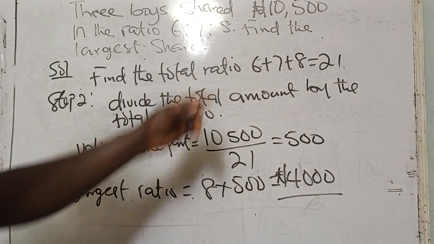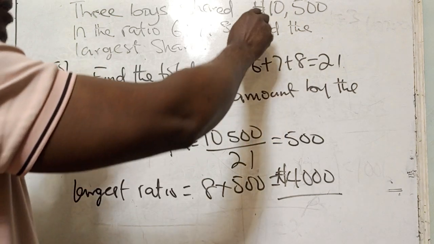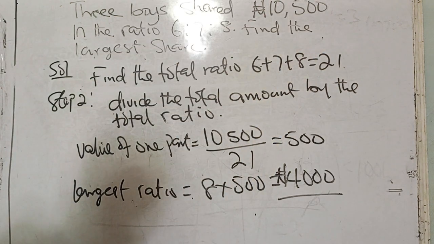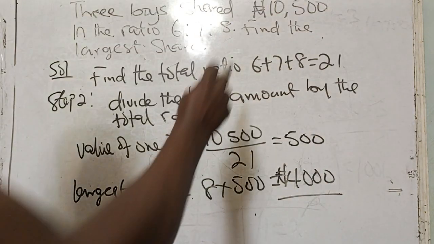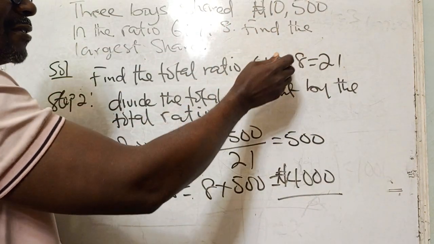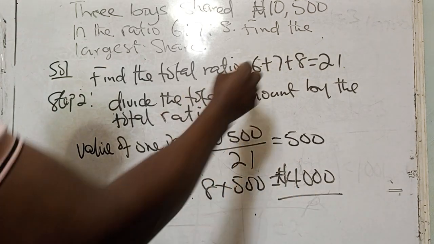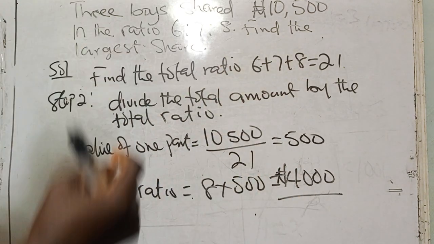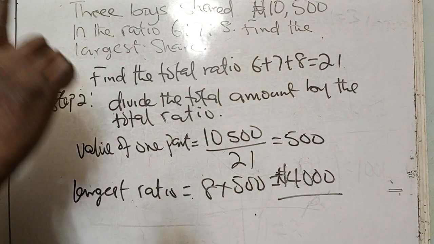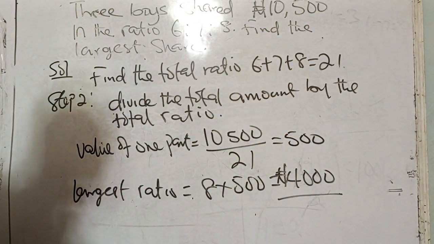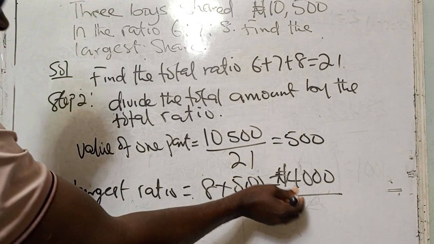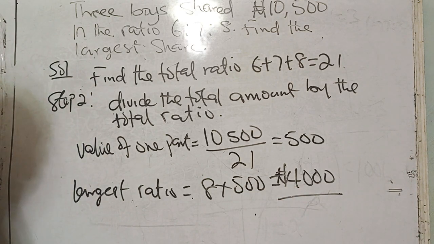Some of us will say, okay, 10,500 divided by 21 times 6, and solve that for one part, then 10,500 divided by 21 times 7. But the best thing is to find one part, which is just one share, like a ratio of 1. Then when you have gotten the value, use the larger ratio to multiply the amount. That will give you the largest amount for a person among the three boys. So this is how it is done.